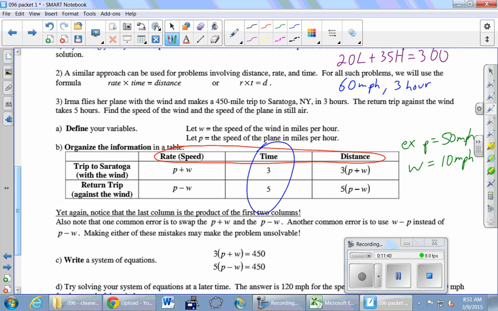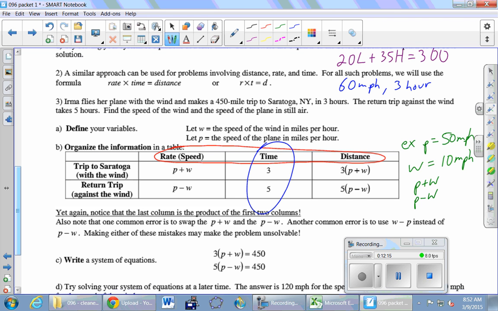So how did you guys get 60 when they were working together? You added them, right? The 50 plus the 10. So P plus W is what you did when they were working together. That was the 60. And what did we do when they were working against each other? We subtract them. W minus P or P minus W? The plane minus the wind, right? P minus W. And those are the things that go into the rate column. When they work together, P plus W. When they're opposing each other, P minus W.